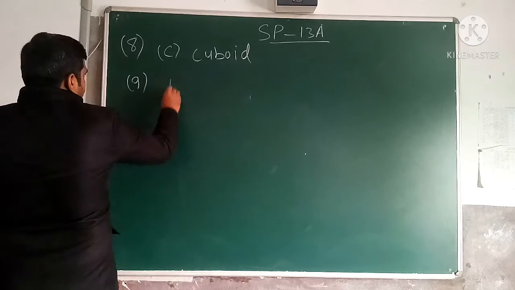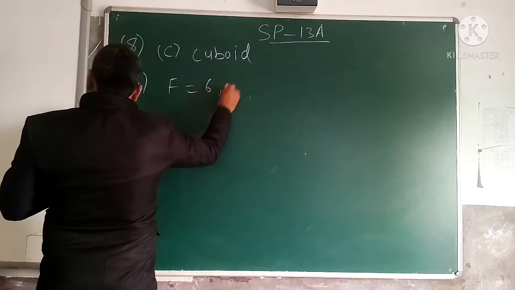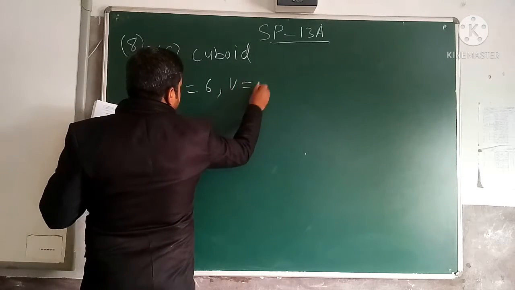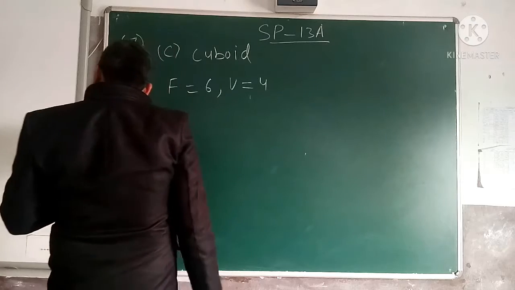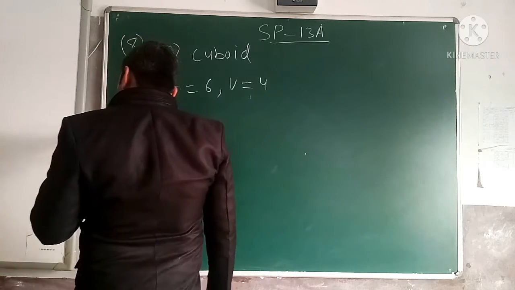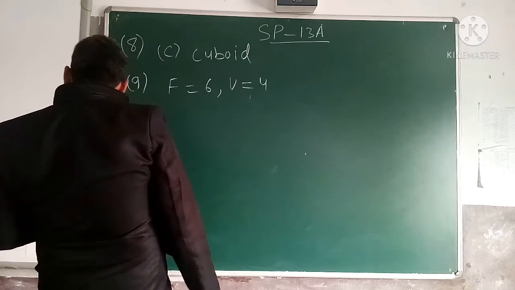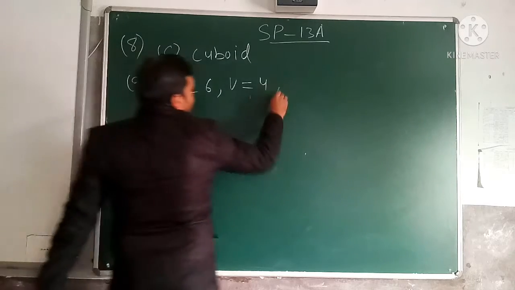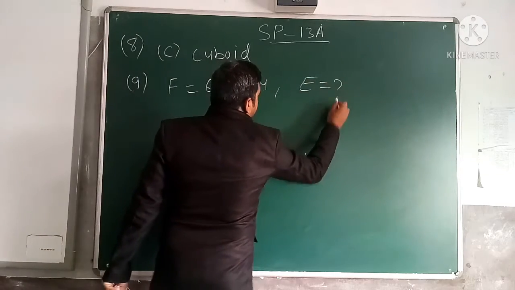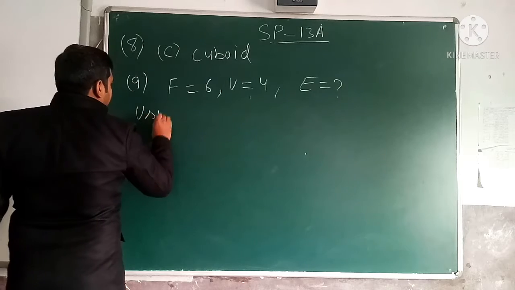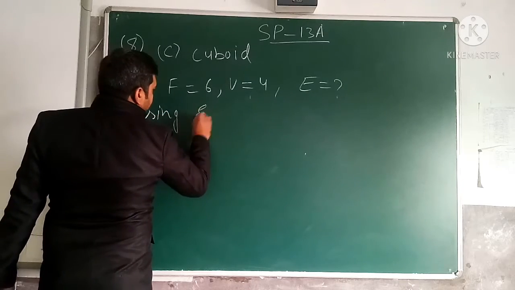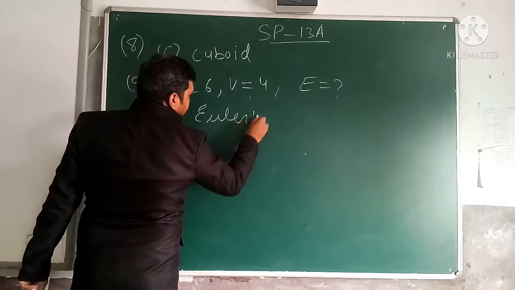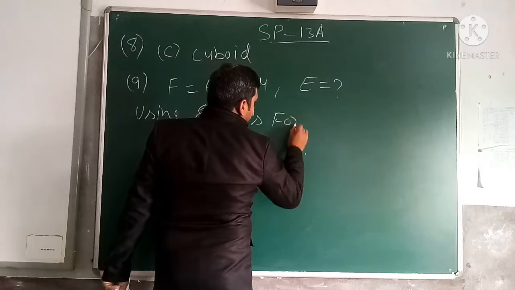F is equal to 6, given. V, the number of vertices, is equal to 4. Then find the value of E using Euler's formula. So what will be the value of E? Using Euler's formula, we have to find E.